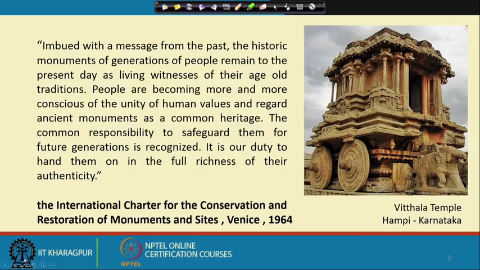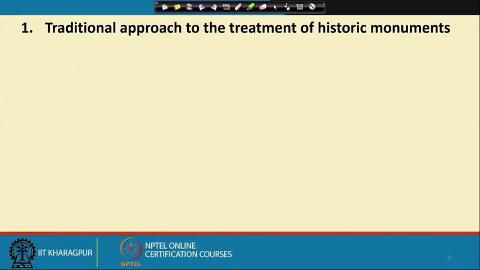So, this is actually the basic essence of the conservation movement, which was very well documented in the Venice Charter in its beginning. We see here the chariot of the Hampi temple. There are numerous structures, edifices, monuments and others which we have inherited from the past, and how they should go to the future generation, how we should preserve them. The Venice Charter tries to give the articles, and the purpose of that is very clearly mentioned in these few lines.